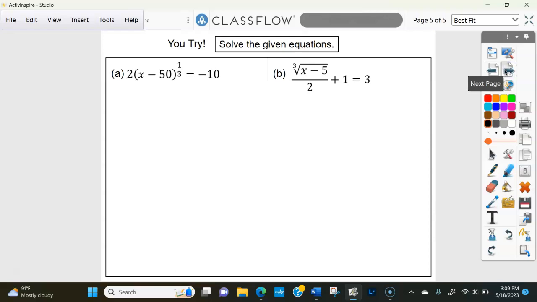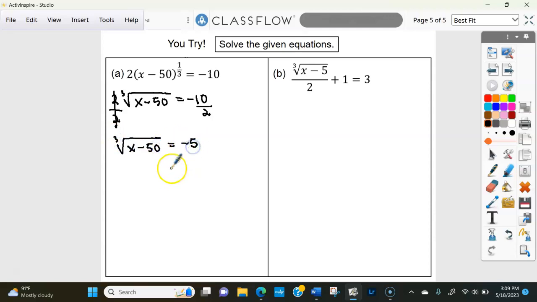So now for this one, we have 2 times x minus 50 raised to the 1/3 is equal to negative 10. That exponent, remember, just means that x minus 50 is within a cube root. So I'm just going to rewrite it because I prefer to see the radical. Now, the first step, isolate the radical. We have this 2 on the outside that is being multiplied, so I'm going to divide both sides by 2. Cube root of x minus 50 now equals negative 5.